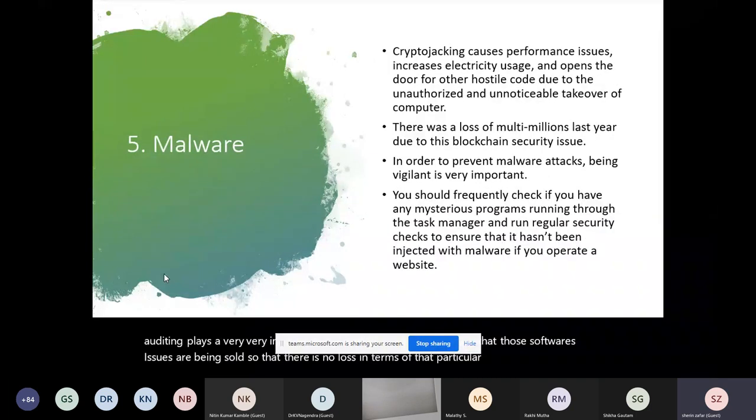Then malware, again, there were cryptojacking issues. And the important thing is that, in order to solve those issues, you need to be very vigilant when you are on these particular networks. You have to make sure that no mysterious programs are running, and that somebody has not injected malware into your website or your system. So these things need to be tracked.